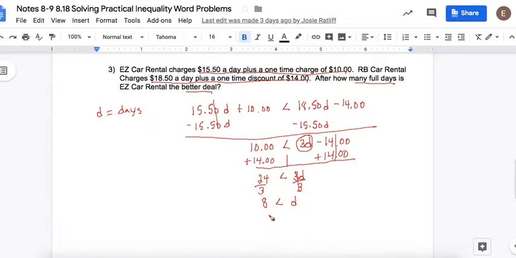Now, remember, we can always read it backwards, so D is greater than 8. Okay, it has to be greater than 8, and it can't equal 8. And I want to know how many full days. So we could say our statement would be after 9 or more days.